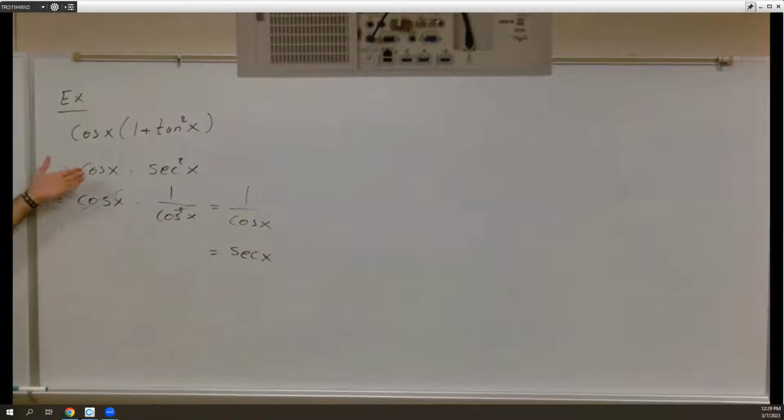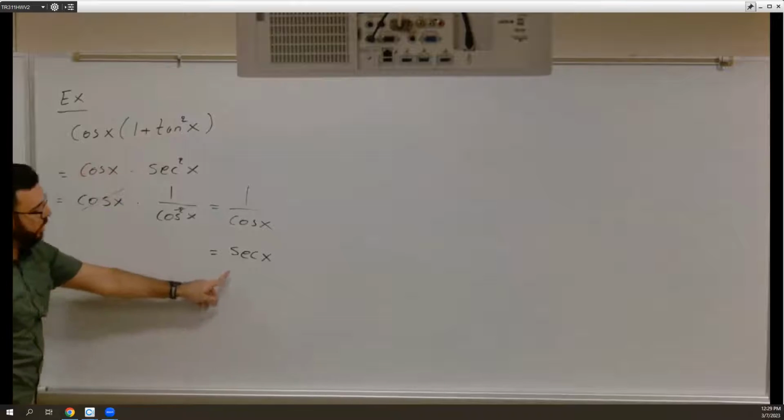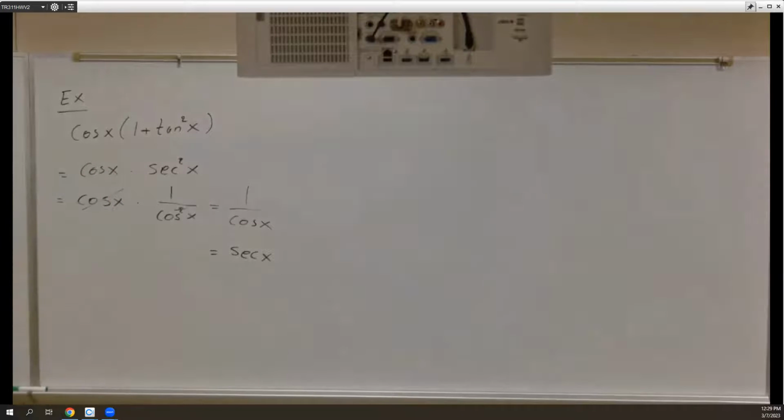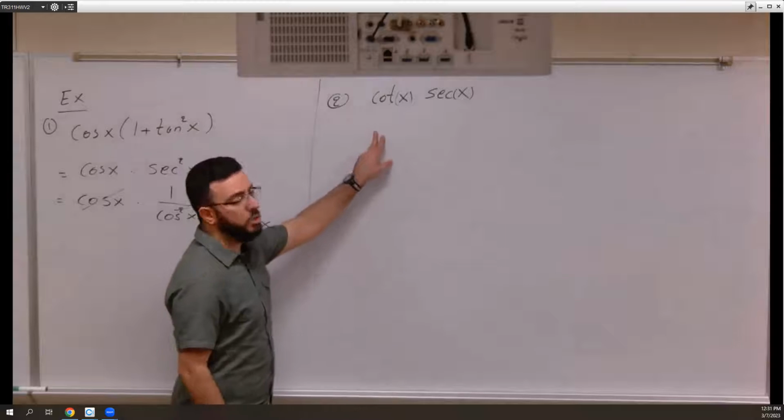So you see, we simplify this part here. It's only secant x. I'm using all the rules on the board. So you have to practice how you're going to use the rule to simplify. Can we do the same thing with this one? I need to simplify this part.